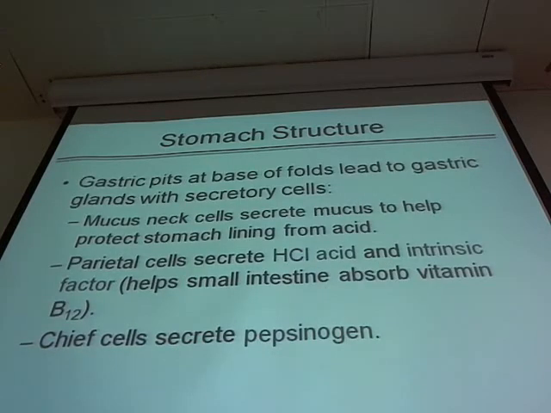Gastric pits lead to gastric glands with secretory cells. The idea of the secretory cells in your gastric glands is that your acids have to be activated after they get into the stomach. If activated before, it's going to eat your stomach wall up. And then you've got a what? Ulcer.